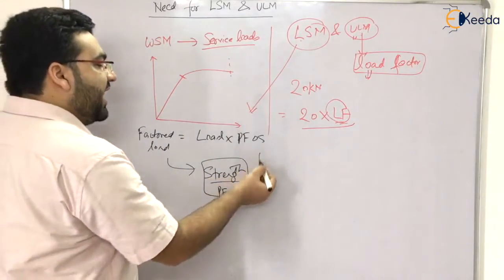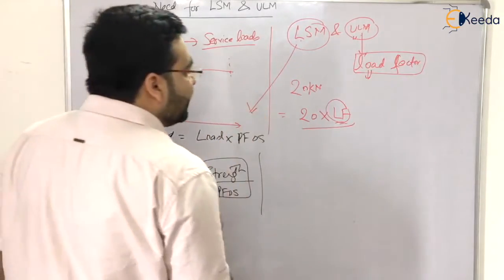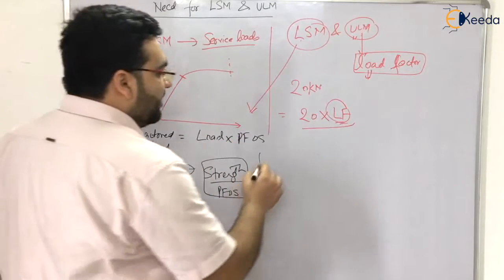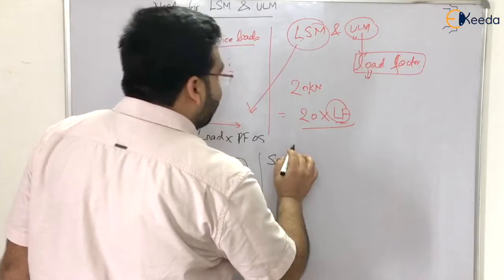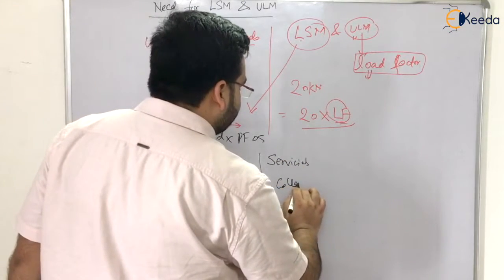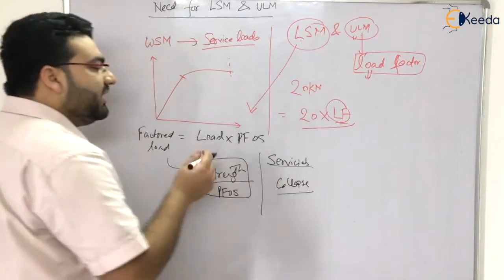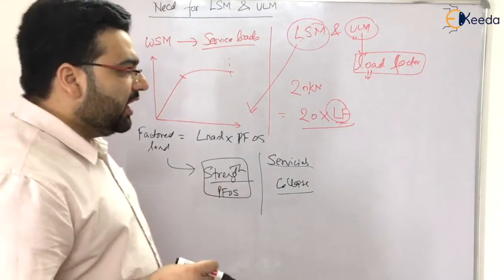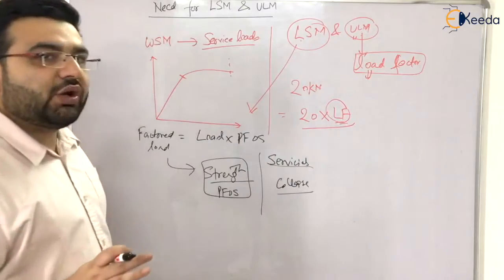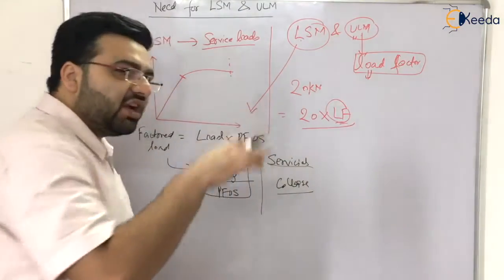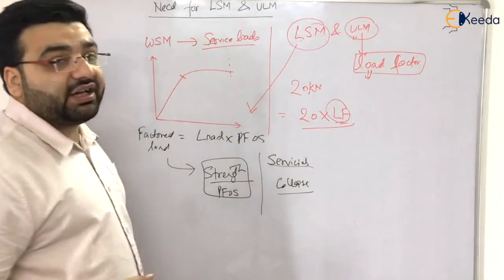Another thing is that the limit state method has two types: limit state method of serviceability and limit state method of collapse. In serviceability, factors such as vibrations, durability and cracks were taken into consideration. And in collapse, we had compression, and these factors were taken into consideration.